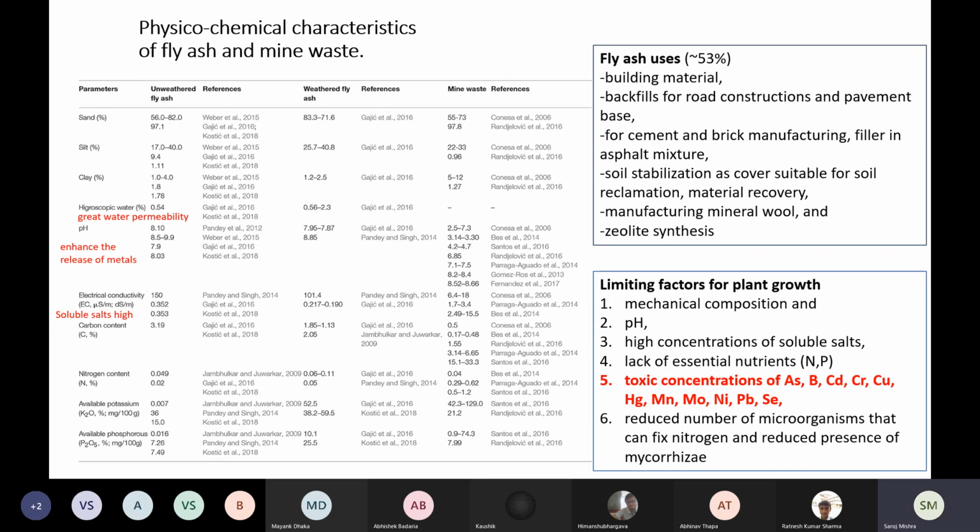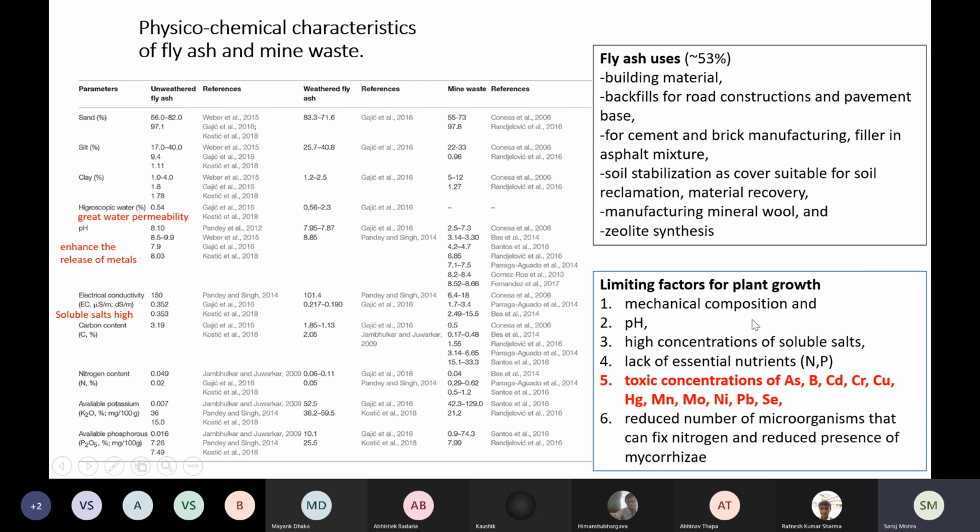Okay, so I hope you are able to look at all of these points and pay attention to them. You have looked at only those properties, but what are the chemical properties which are altered as a result of these is given here. The carbon content is okay. It's not very bad, 3%, but the nitrogen content is very low. The potassium too, because all of these are major nutrients for the soil. Okay, so all of these are summarized here.